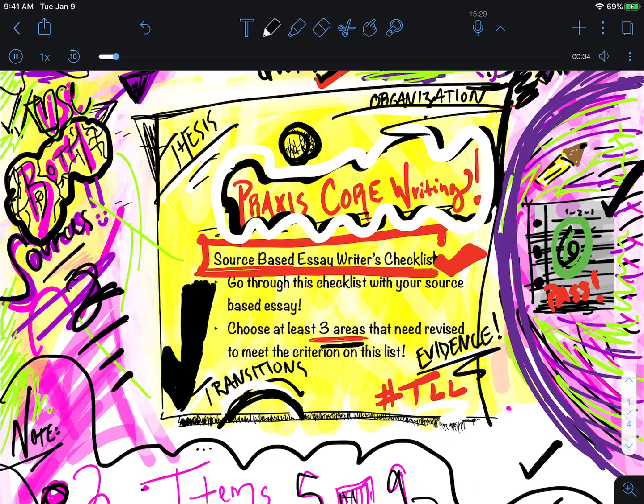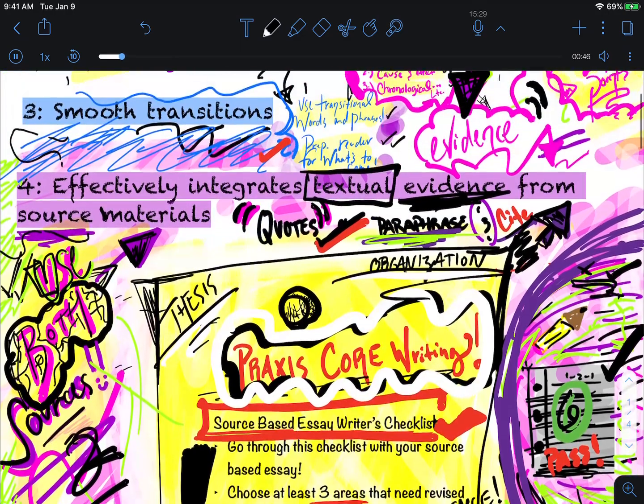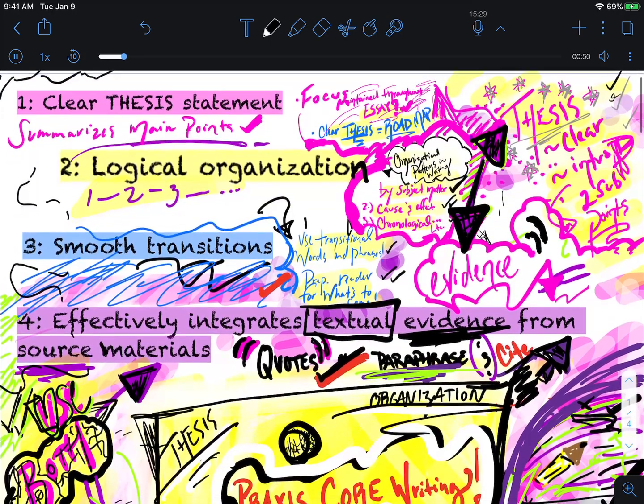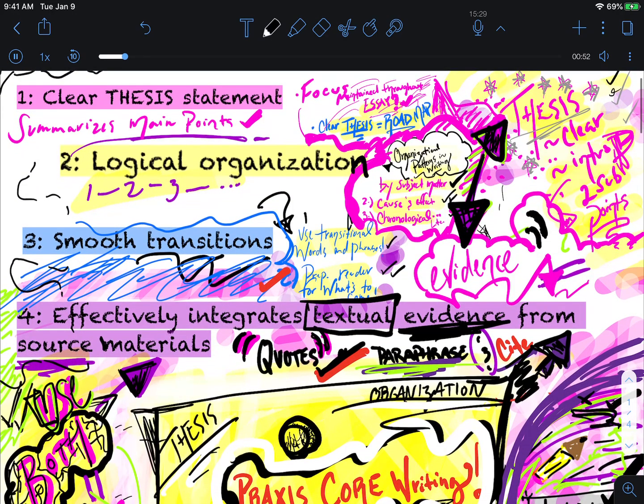Mark an X or a check mark over the option that best describes your essay. Record your reasons in the areas provided. So I want you to go ahead and visit the course downloads and pull out the essay writer's checklist. There's an argumentative one and there's a source-based one, and the process is the same for both.